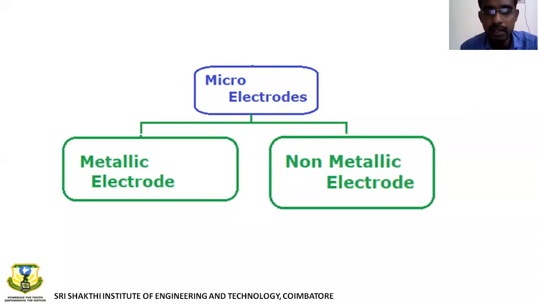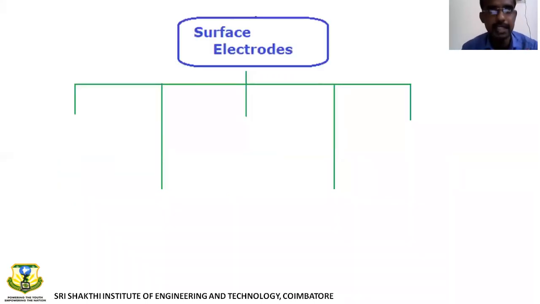You can even guess it, very simple. Metallic means they will use metal in this electrode. Non-metallic means they are not going to use any metal, right? They are going to use an alternative one. Could be plastic or it could be a fiber. We'll see it one by one. Then needle electrodes don't have subcategories; needle electrodes are only one type. The third one is surface electrode.